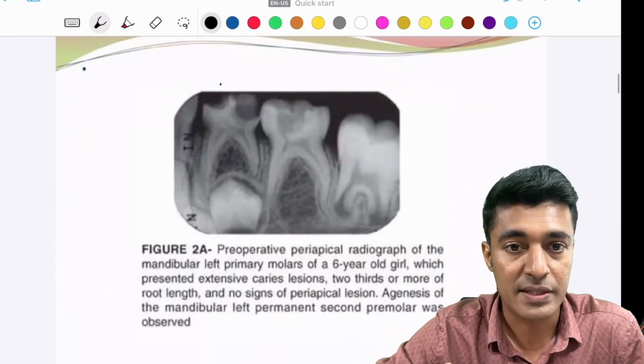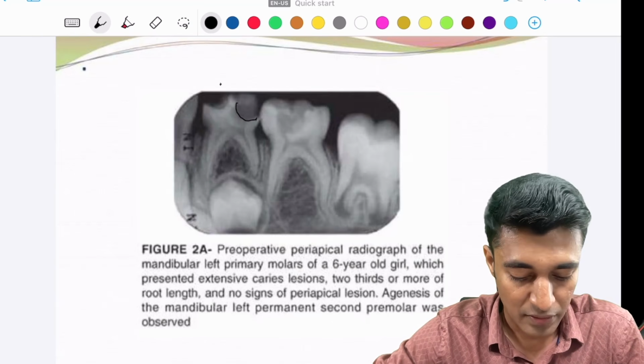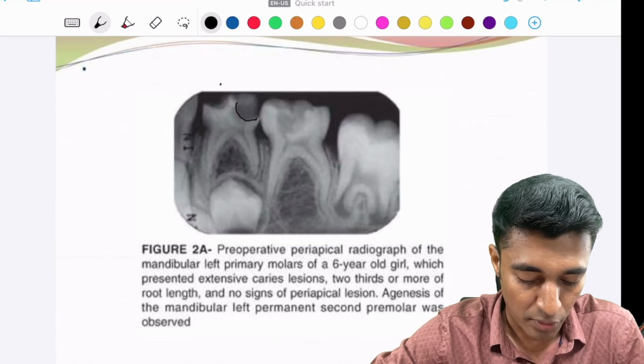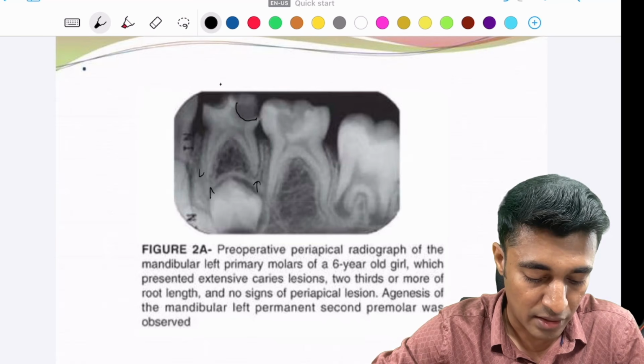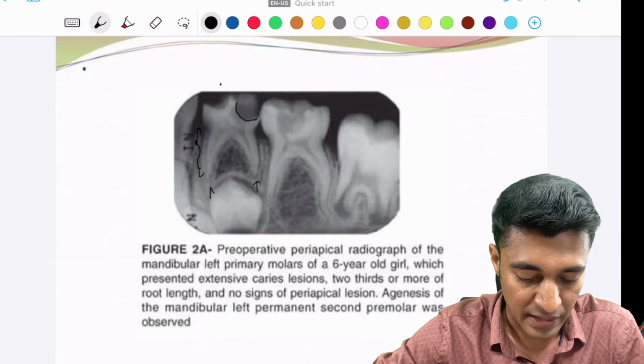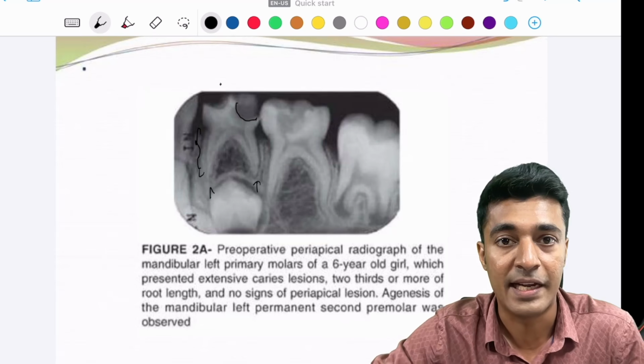So if you look at this radiograph, we can see that there is extensive carious involvement approximating the pulp. There are no periapical changes seen, two-thirds of the root length is visible, and there is no interradicular bone loss. Such a tooth can be considered ideal for pulpotomy.